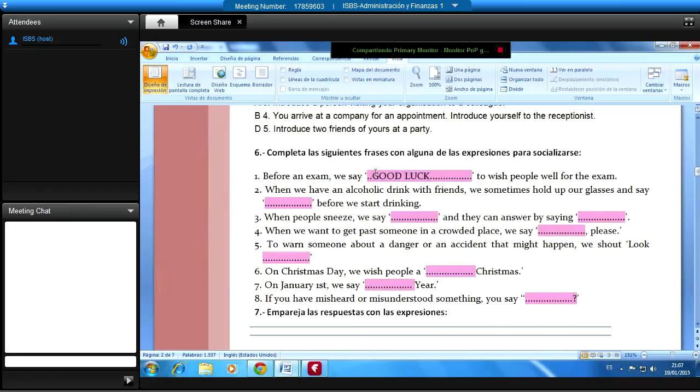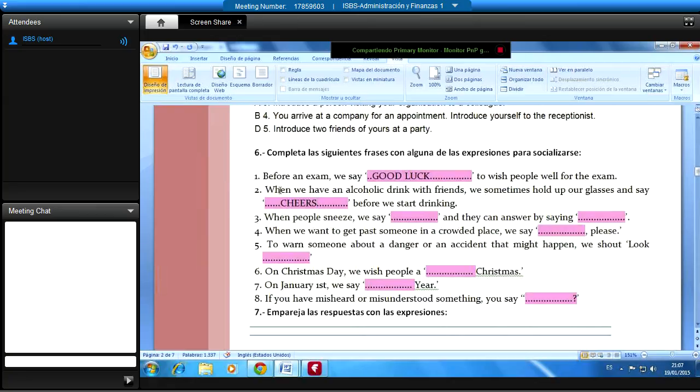When we have an alcoholic drink with friends, you're at the bar, at the pub, and you're drinking a beer or something, or champagne, we sometimes hold up our glasses and say something before we start drinking. What do you say? Cheers. Or chin chin. Salud. Cheers, before we start drinking.